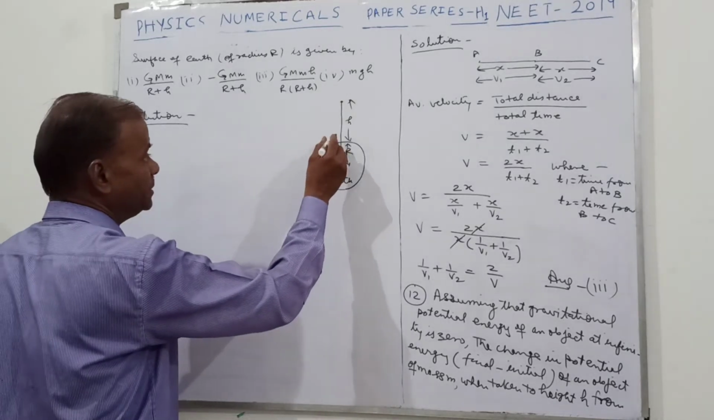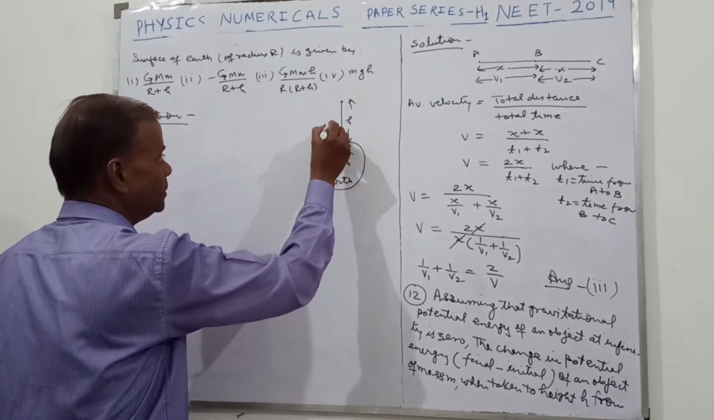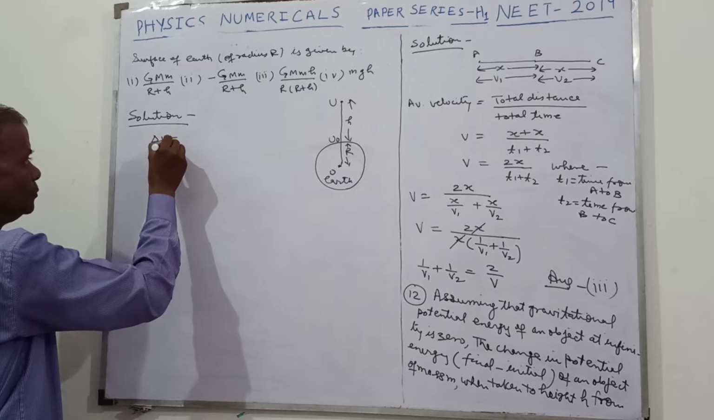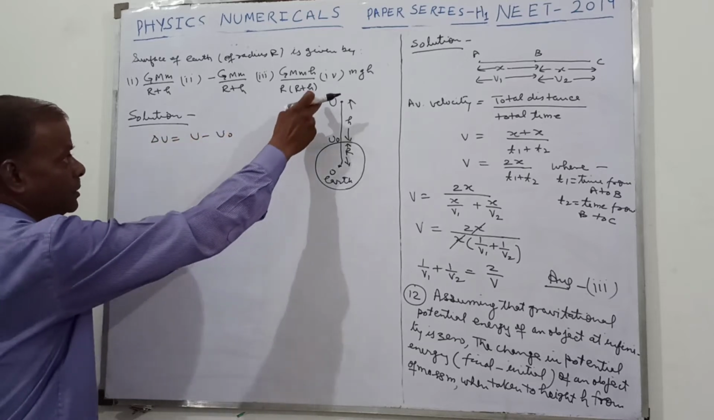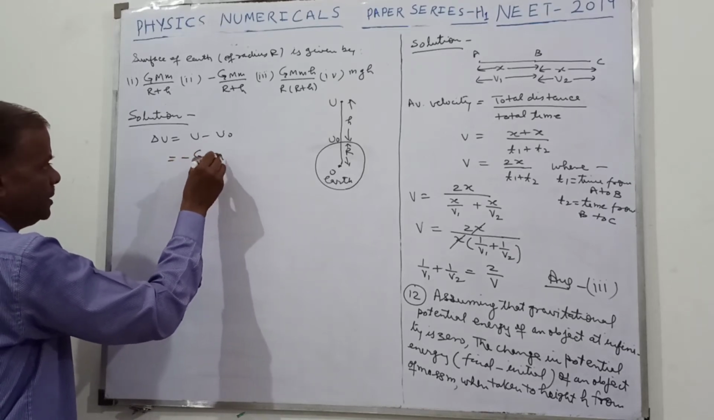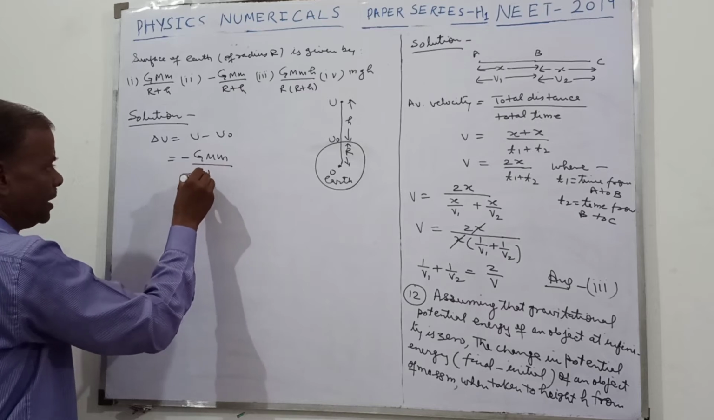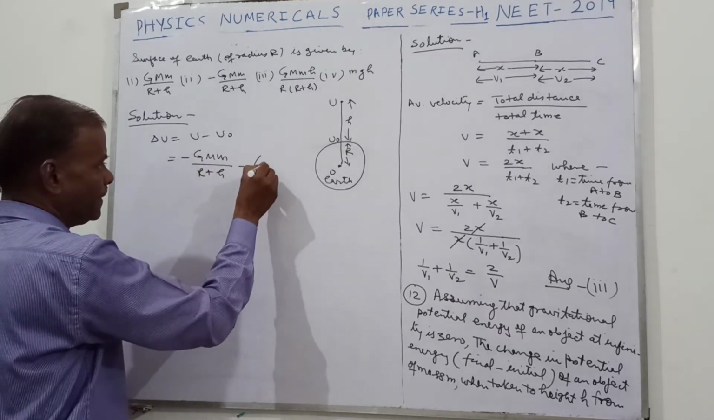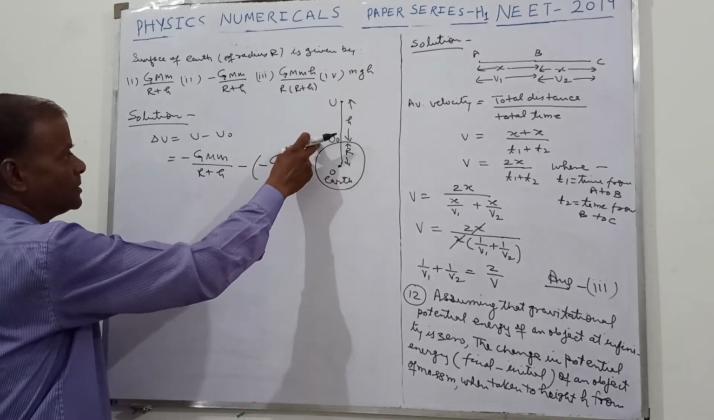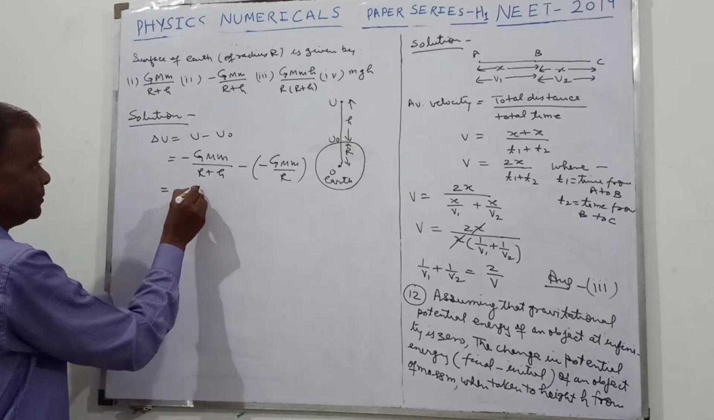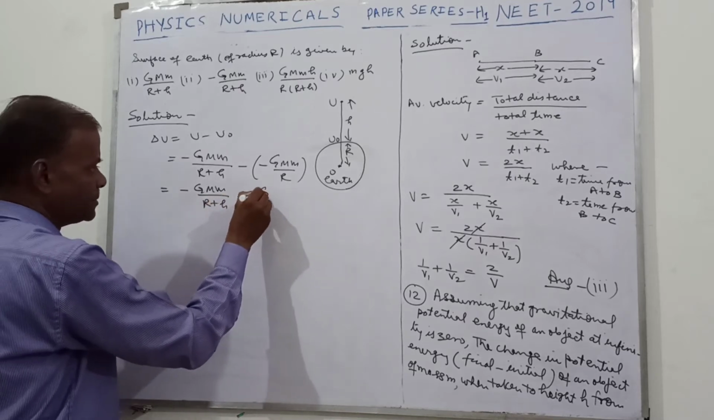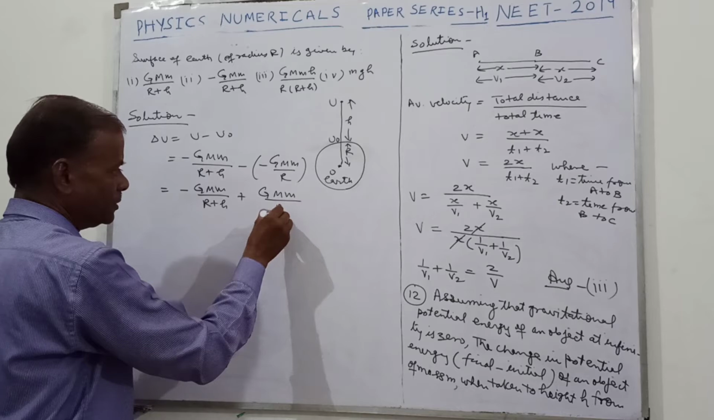So now here the energy is, suppose, U naught. Here the energy is U. So delta U equals U minus U naught, final minus initial. Final is minus GM upon (r plus h), minus GM upon r. This is on the earth surface. So this is equal to minus GM upon (r plus h) plus GM upon r.